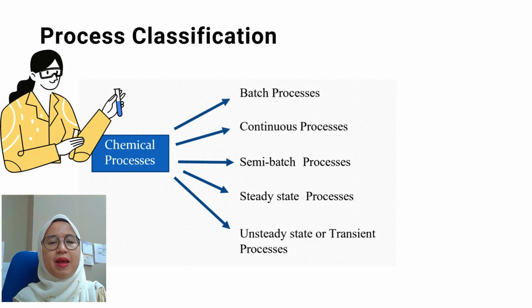So in material balance, there are process classifications. There are batch processes, continuous processes, semi-batch processes, steady state, and unsteady state. Let's go through each of these one by one.